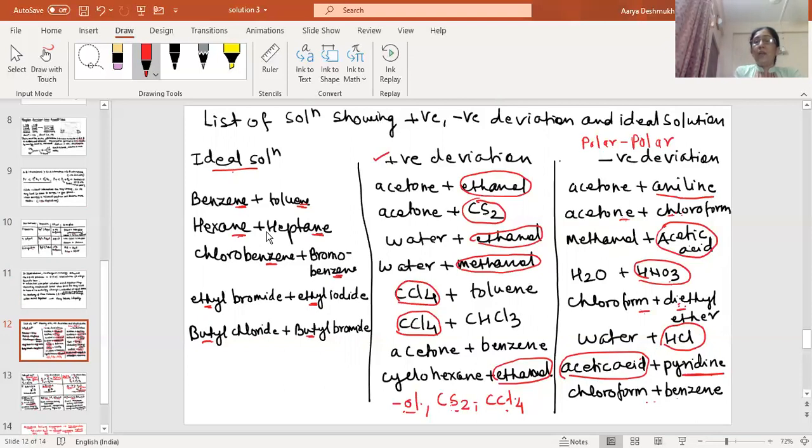Here, if the solutions are showing negative deviation, what are the possible combinations? That is acetone and aniline, which have comparable polarities. Acetone and chloroform are nearly the same in polarity. Methanol and acetic acid, H2O and HNO3, chloroform and diethyl ether, water and HCl, acetic acid and pyridine. Whatever you see common here, acids are there: acetic acid, HNO3, HCl, acetic acid. So these are solvents of comparatively the same polarity. If you mix them together, they will show negative deviation from Raoult's law.